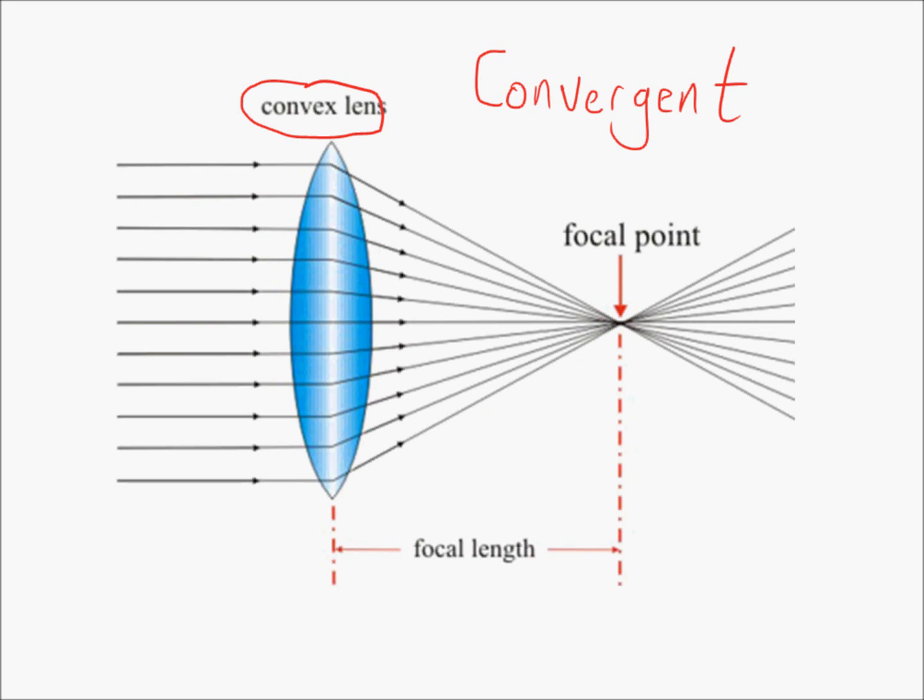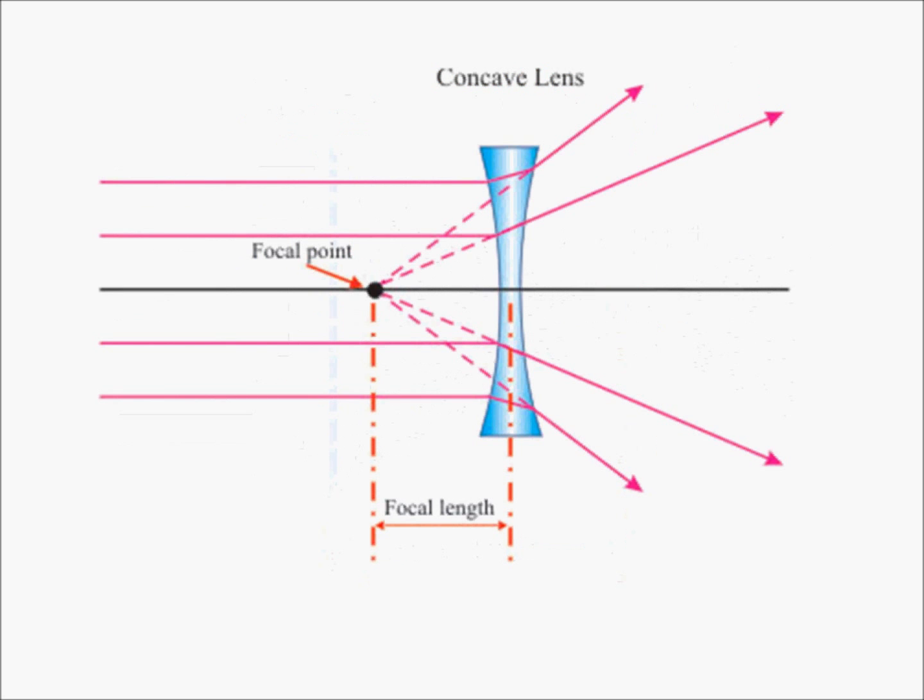This is different from our concave lens here, which I've got a picture of. So concave, but this is sometimes referred to as, you might also hear it, a divergent lens.